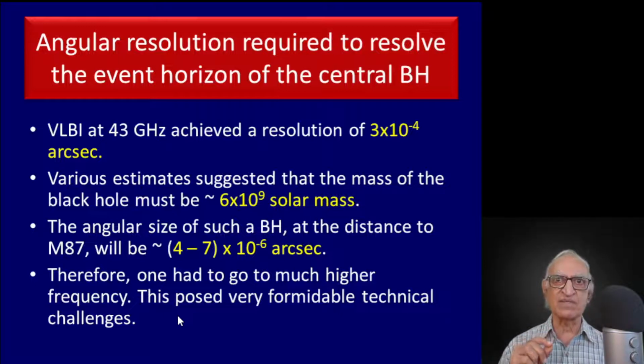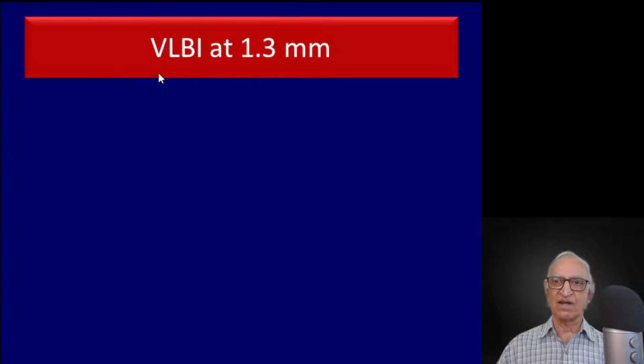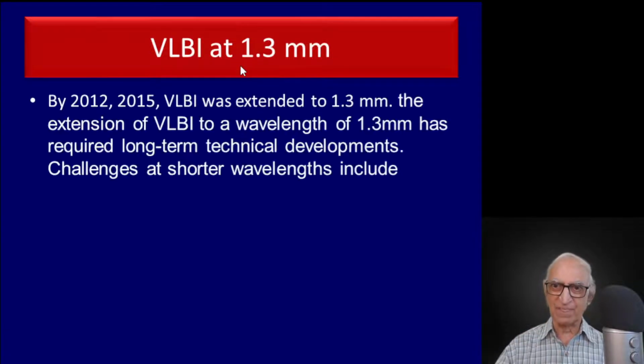Now, I'm going to spend a couple of minutes explaining these challenges because it's all very nice to see beautiful pictures of images of black holes in the newspaper, television, and whatnot. But one forgets that all these things are possible because of tremendous advances in technology, in particular detector technology. So, what was finally achieved was very long baseline interferometry at a wavelength of 1.3 millimeters. And that was achieved by 2012 and 2015. VLBI was extended down to a wavelength of 1.3 millimeter. Now that has required many long-term technical developments.